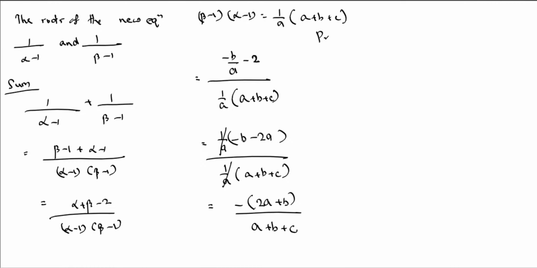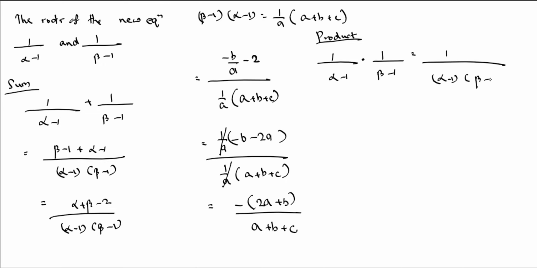What about the product? The product is 1 over alpha minus 1 multiplied by 1 over beta minus 1. That is 1 over (alpha minus 1)(beta minus 1). So (alpha minus 1)(beta minus 1) is this. If you consider the reciprocal of this, it's going to be a over a plus b plus c.